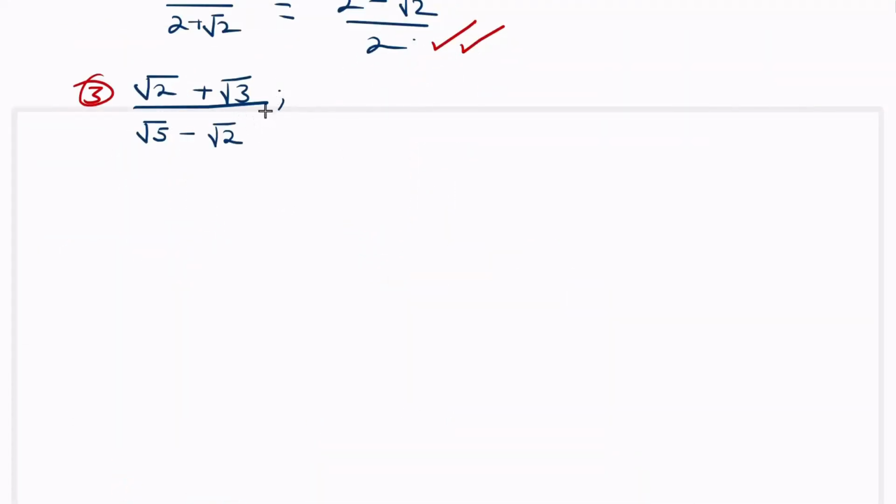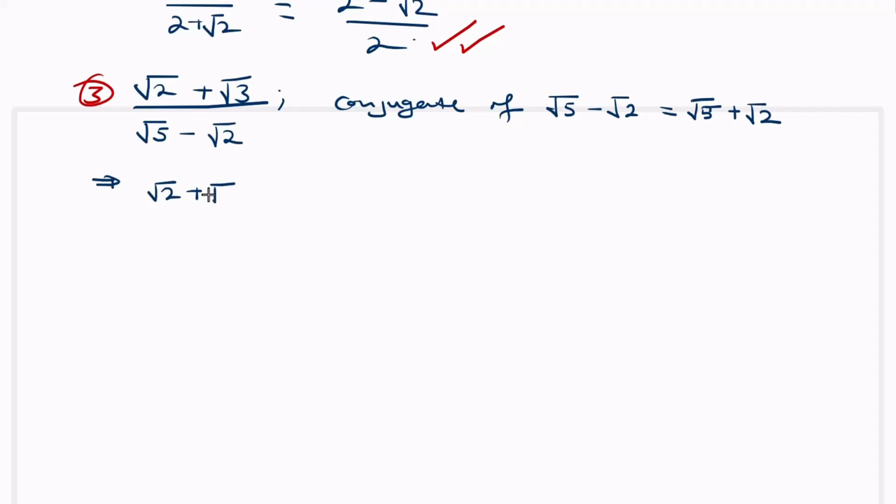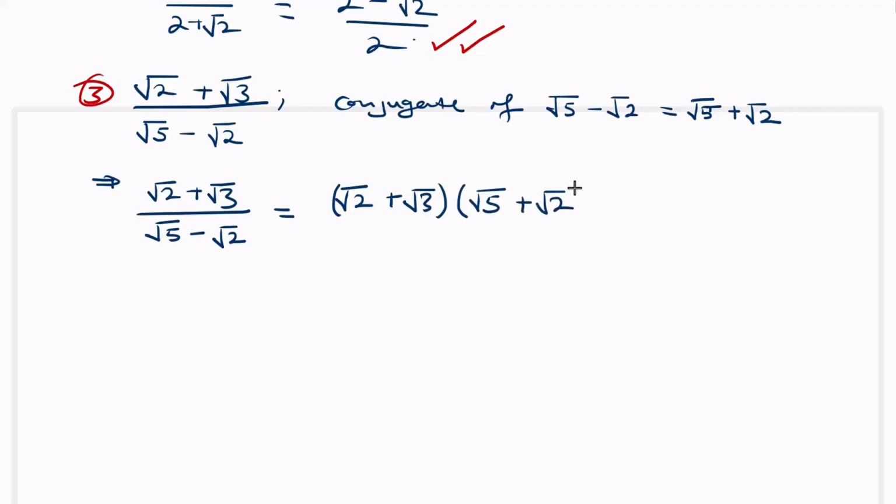So from here, number 3, the conjugate of the denominator, which is root 5 minus root 2, is root 5 plus root 2. This implies that we are going to have root 2 plus root 3 divided by root 5 minus root 2 being equal to root 2 plus root 3 multiplied by our conjugate, which is root 5 plus root 2, divided by our denominator, root 5 minus root 2, multiplied by the conjugate, root 5 plus root 2.